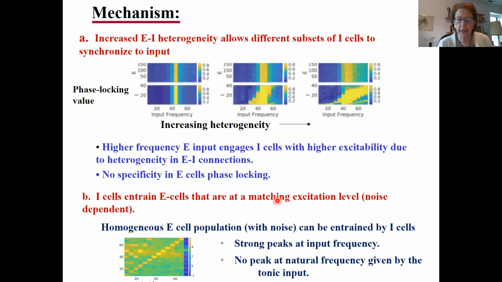respond to the frequency. And then the second point is that the I cells alone, even in the absence of any input to the E cells, via that feedback inhibition, will make the E cells respond. So we're able, via the increased heterogeneity, to get phase locking at very, very low input strengths across a huge range of frequencies.